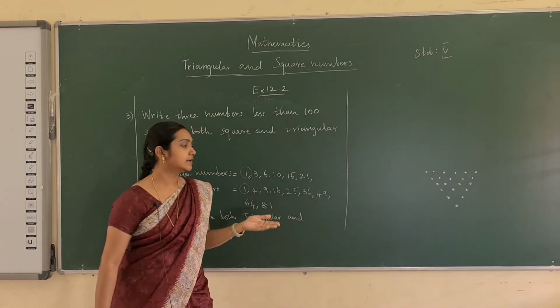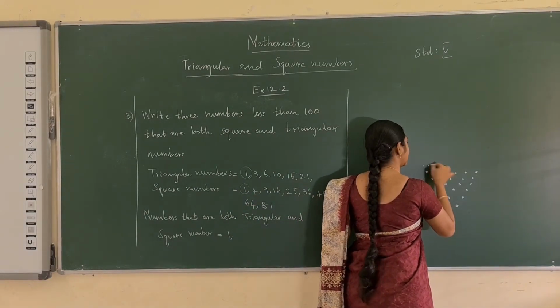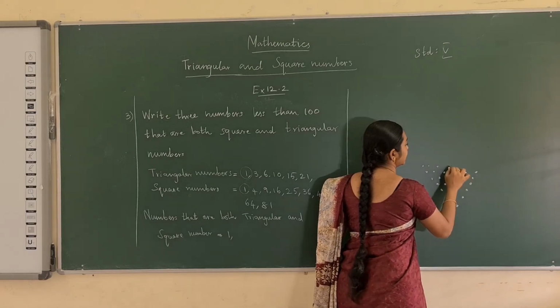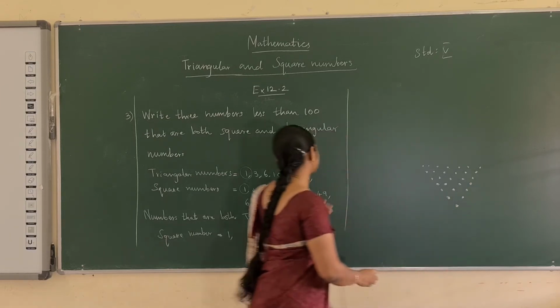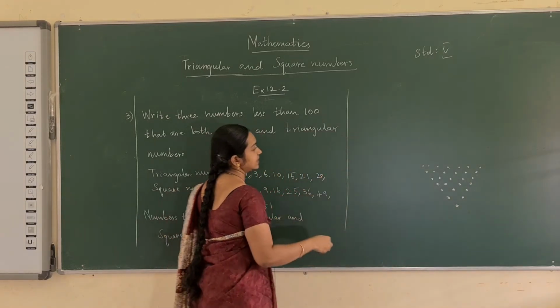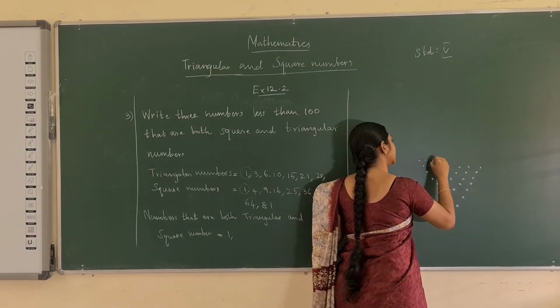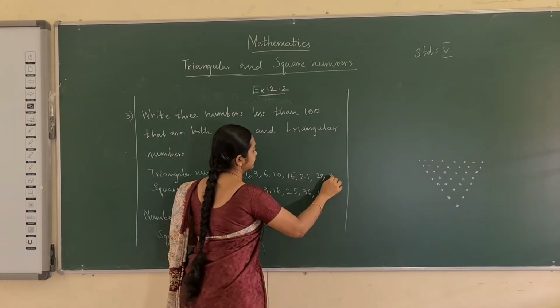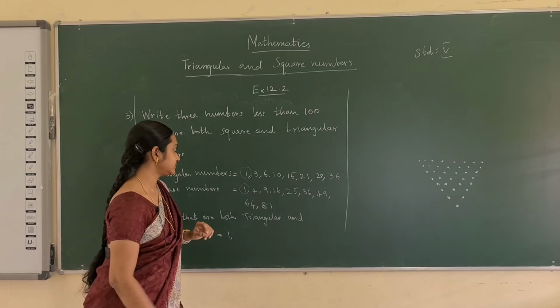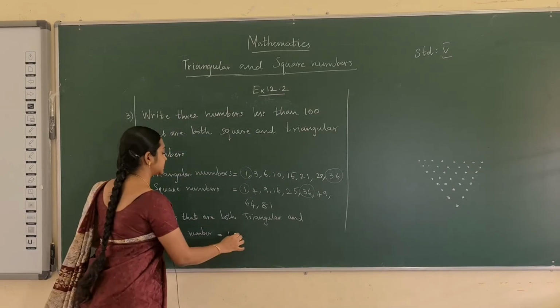Now we are going to find the triangular numbers greater than 21. 22, 23, 24, 25, 26, 27, 28. So 28 is a triangular number. Next, 29, 30, 31, 32, 33, 34, 35, 36. 36 is a triangular number. 36 is a square number. So we can write 36 here.